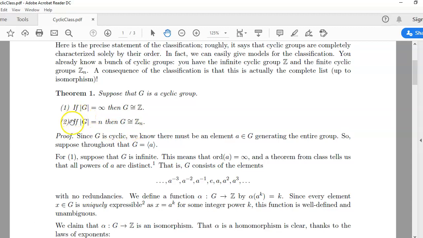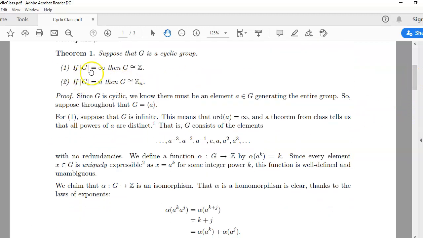The proof has to come in cases since the theorem itself is in cases. So since G is cyclic, that's the standing assumption here, we know that there must be an element a in G that generates the entire group. So let's just suppose we've chosen a generator at the beginning and we're going to stick with that generator all the way through. So suppose throughout the proof that G is generated by a. Right? So the easiest part of the proof is actually step one, case one, where the group is infinite. And it might be strange that the infinite case is easier than the finite case, but I'll point out why that's true as we go through this.